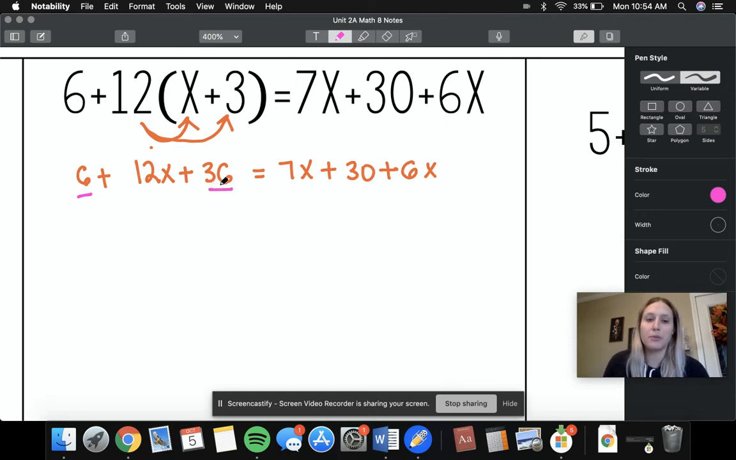Those are just regular numbers. They're on the same side of the equal sign, so I can put those together. And 6 plus 36 would be 42. So I have 12x plus 42.